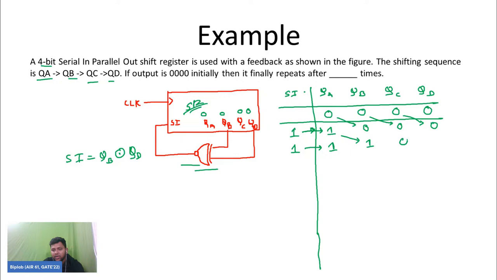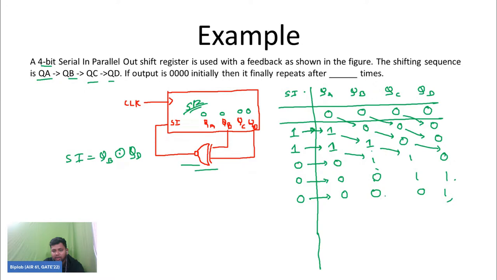Each stage shifts again. What will be the next serial input? That is 1 XNOR 0, which is 0. So the result is 0, and 1 will be shifted here and this 0 shifted here. Again 1 and 0, perform XNOR, which results in 0. So it will be 0, 0, 1, 1. Now again 1 XNOR 0, which is 0, so 0, 0, 0, 1. Again 1 and 0, which gives 0, so 0, 0, 0, 0.